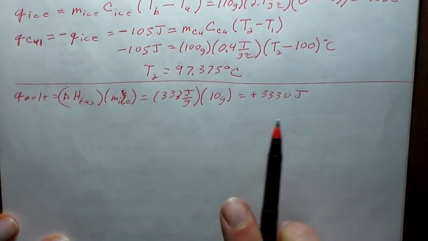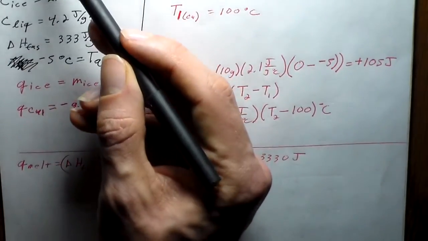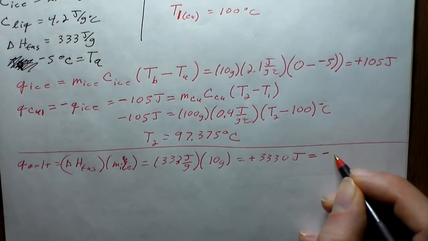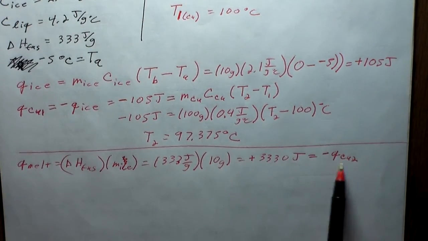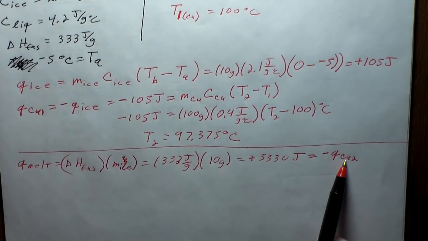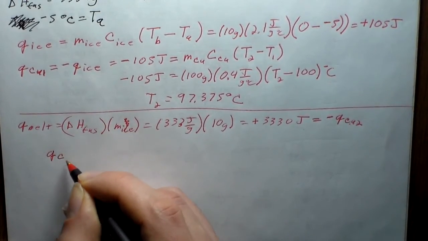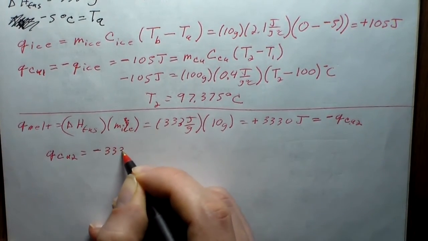Pretty easy calculation. Now, of course, just like before, that energy that went into the ice came from the copper. So the Q for the melting here is again going to be equal to the negative Q for my copper 2. In other words, this is the amount of heat that traveled out of the copper during this step. So that means that my Q of my copper 2 is going to be equal to a negative 3330 joules.